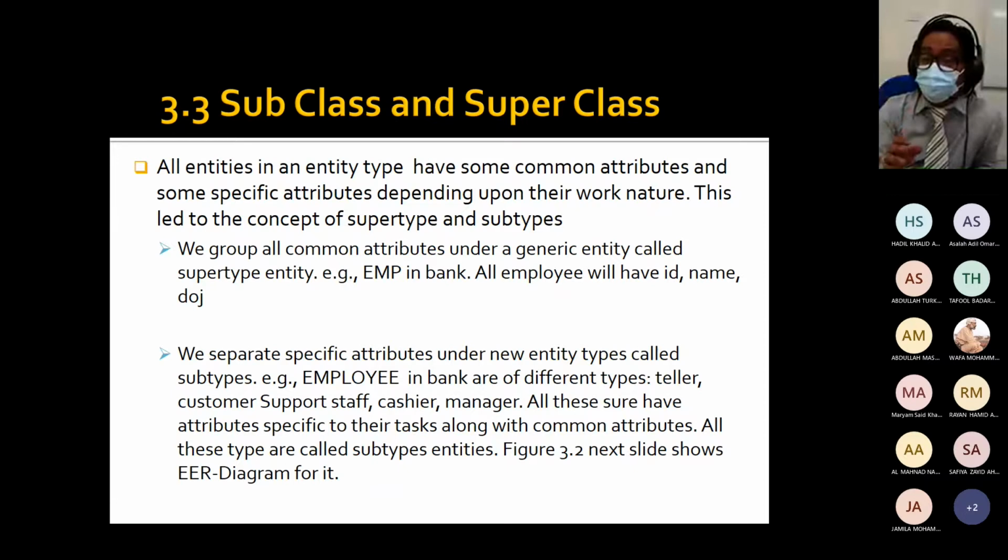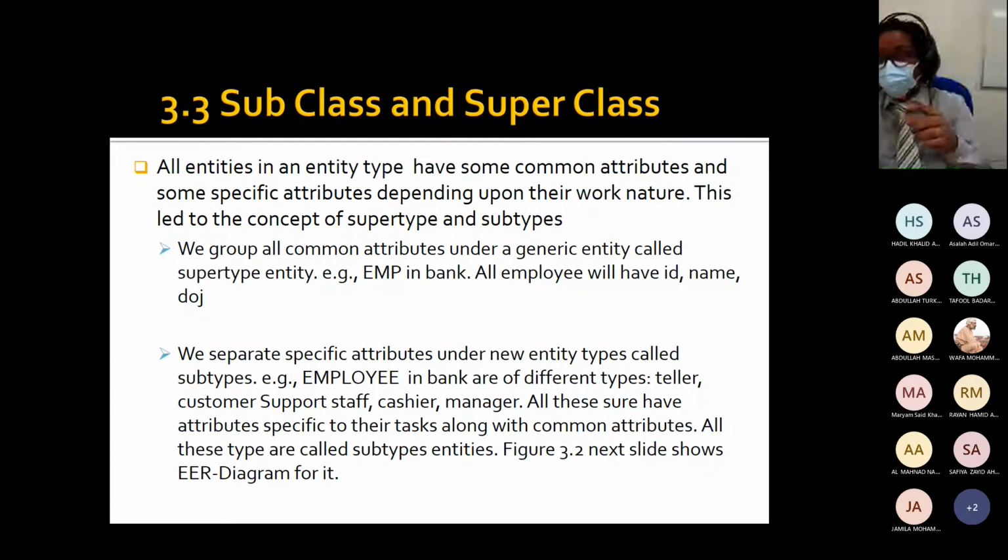What is a good example? Employee in a bank. All of the employees have employee ID, employee name, and date of joining, DOJ. All of them have common attributes. We call that one a supertype entity. They should be under the generic entity, but we call that entity a supertype. What about if they are not having common attributes? We separate those specific attributes into a new entity. We will have an example later after this. But what we call that now is a subtype.